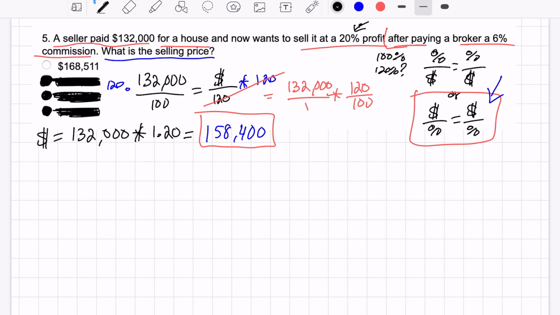Instead of approaching this process like that, let's imagine that this number here is 100 minus 6, which is our 94%. So now that we know that's our 94%, we need to find our 100%. That's what we're looking for, 100%. And if we follow that approach, 158,400 is 94%, equals money.